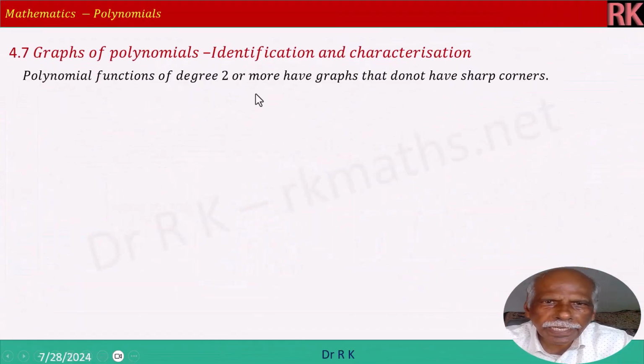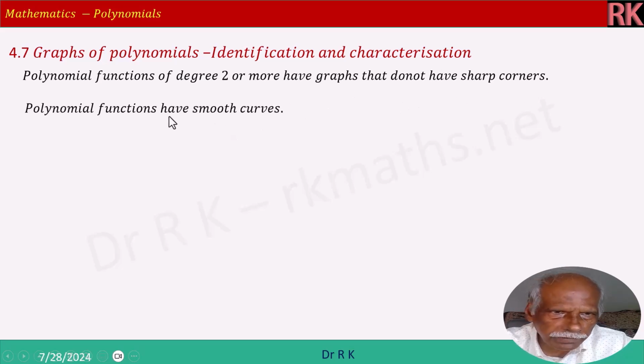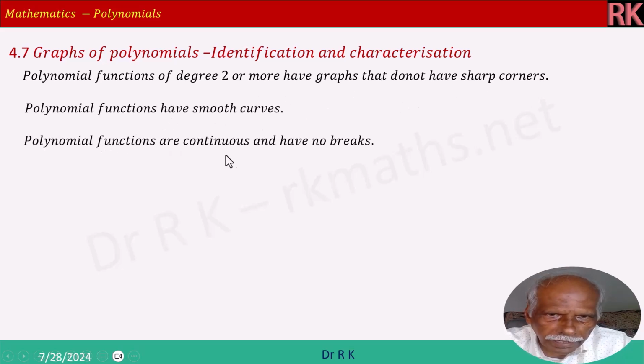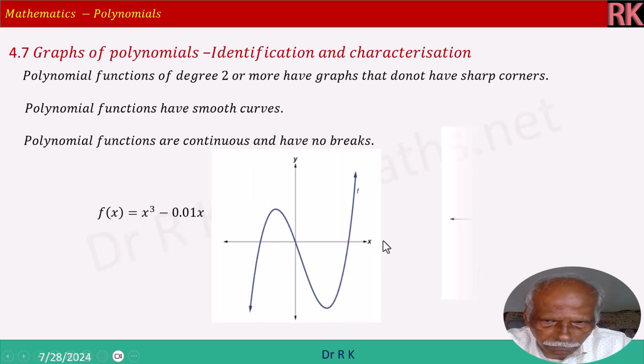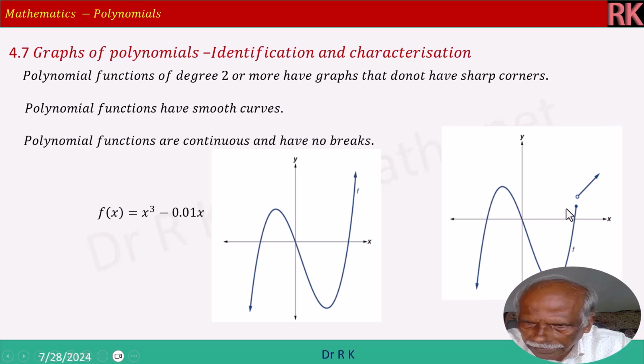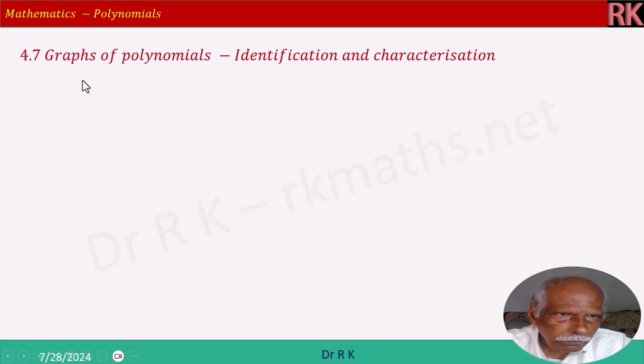Polynomial functions of degree 2 or more have graphs that do not have sharp corners. They are smooth curves. Polynomial functions are continuous and therefore have no breaks. F of x is equal to x cube minus 0.01x. We will just plot it here. This is a continuous curve. And here this is having a break, therefore this is not a polynomial. Graphs of polynomials, identification, characterization, we will see more.